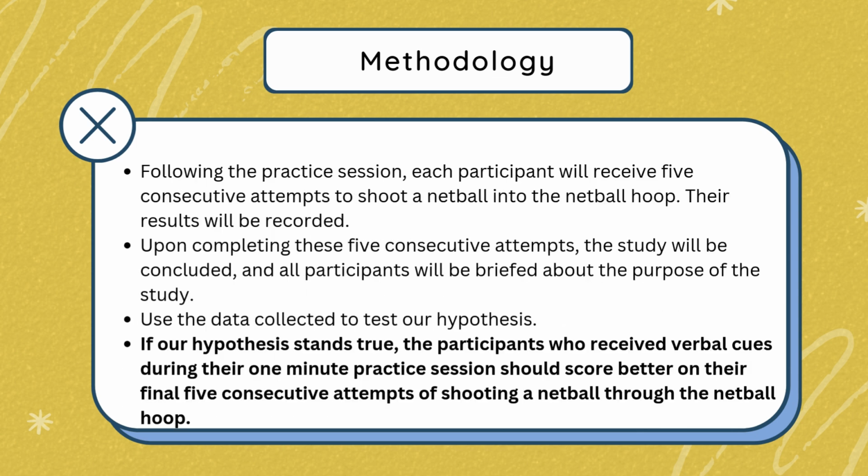Following the practice session, each participant will receive 5 consecutive attempts to shoot a netball into the netball hoop. Their results will be recorded. Upon completing these 5 consecutive attempts, the study will be concluded, and all participants will be briefed about the purpose of the study. We will then use the data collected to test our hypothesis. If our hypothesis stands true, the participants who received verbal cues during their 1-minute practice session should score better on their final 5 consecutive attempts of shooting a netball through the netball hoop.